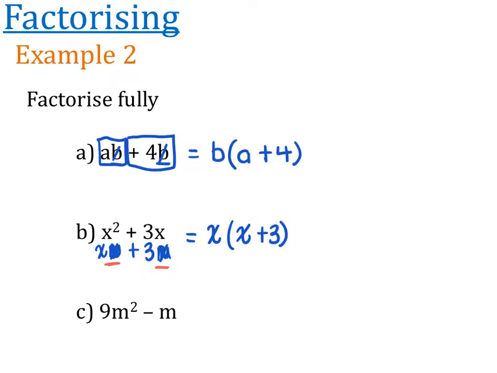Okay, let's see if we can try 9m squared minus m. So those both have the letter m in common. And then I can ask myself, what times by m gives me 9m squared? Well, I definitely need a 9. And then what is m times by what gives me m squared? And that's going to give me m again. All right, and then for the last bit, I'm going to ask myself, what times by m gives me minus m? And that's going to be minus 1.